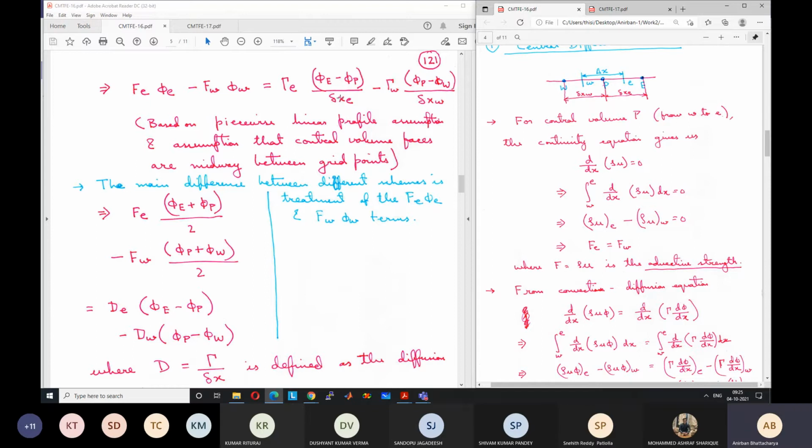So gamma by delta X, we will define as another parameter, which we will call the diffusive strength. Gamma by delta X gives us a measure of how much is the effect of diffusion. If this parameter is large, it means that the diffusion is very strong. If this parameter is small, it means that diffusion is very small. So we will have two parameters: one is F and one is gamma by delta X, which is D. One gives the strength of advection, one gives the strength of diffusion.